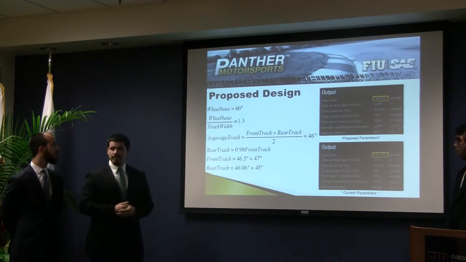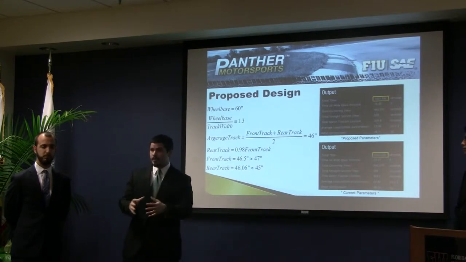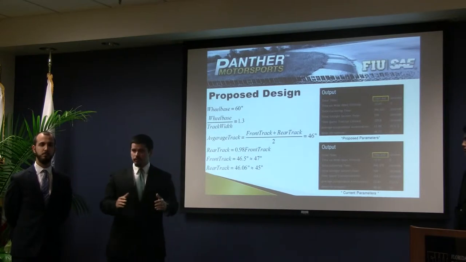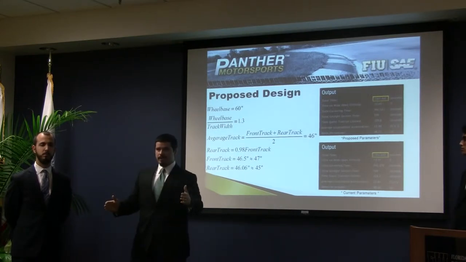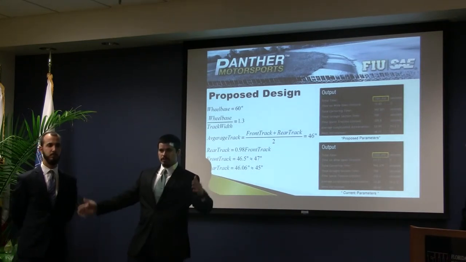Here we have our proposed design. One of the main goals of our project is to reduce the overall vehicle envelope, so basically make the car smaller, as small as we can. And as per the rules, the minimum wheelbase allowed is 60 inches. Wheelbase is the mid-plane distance from the front tire to the rear tire, so how long your car is basically.